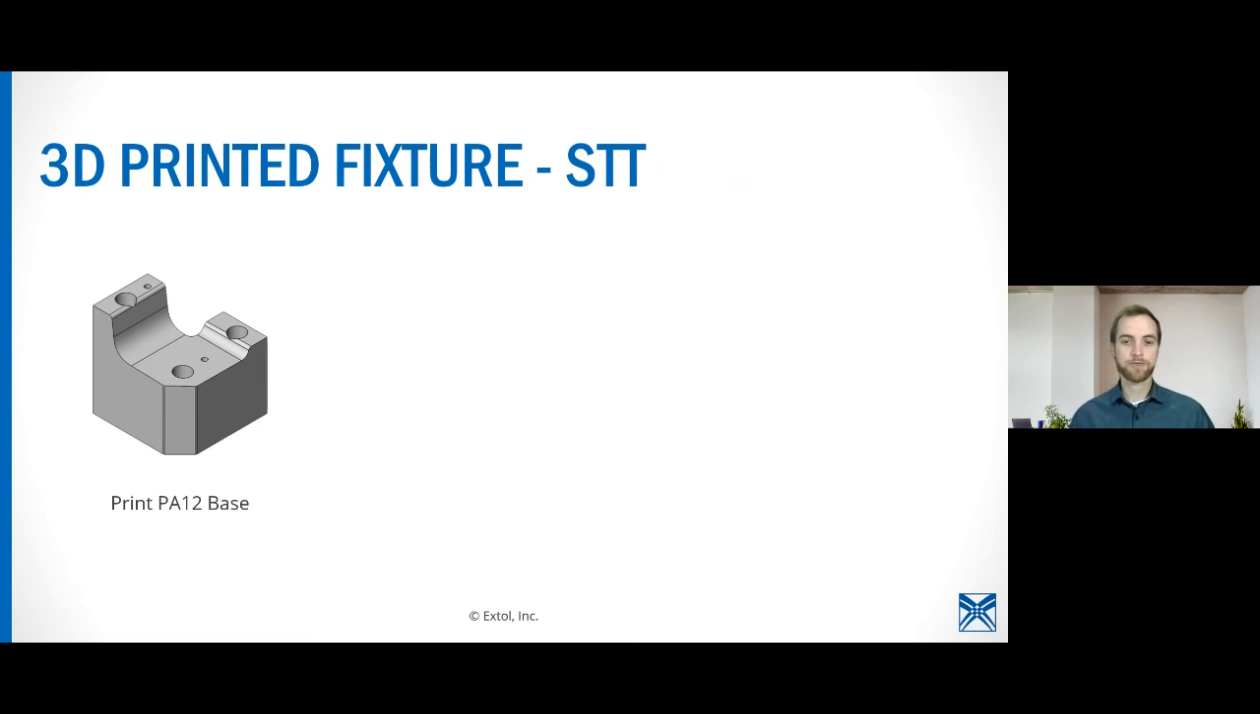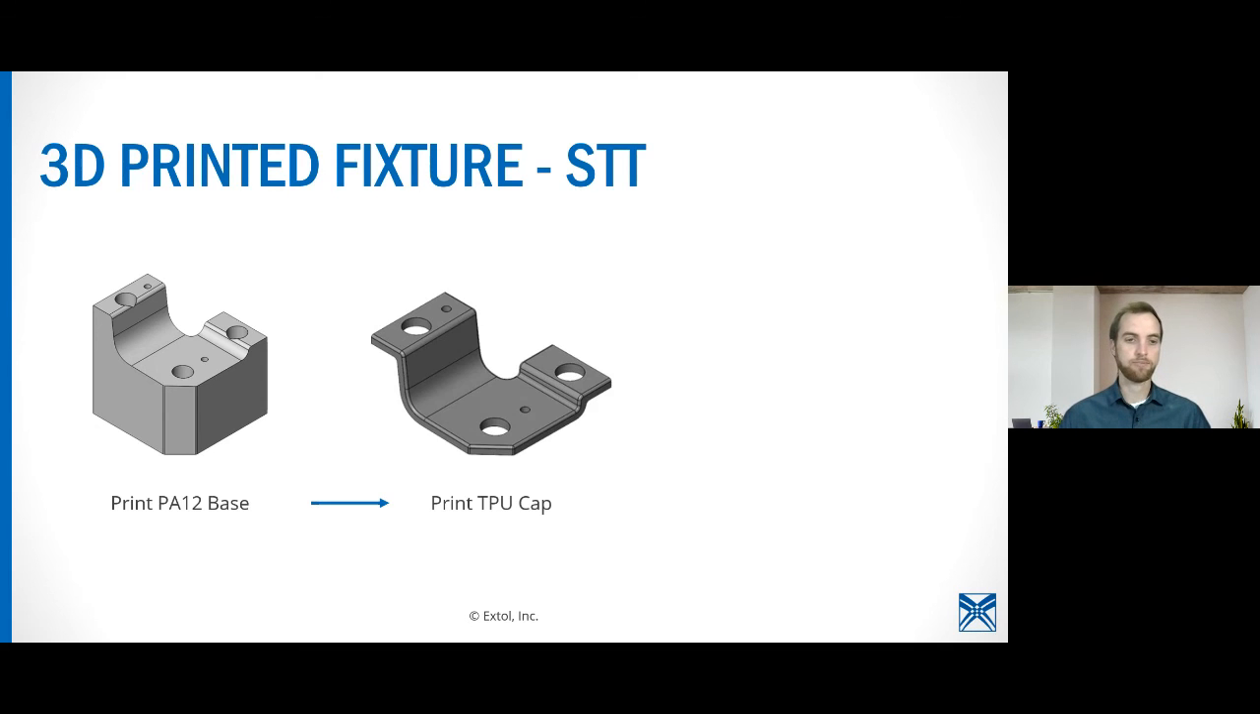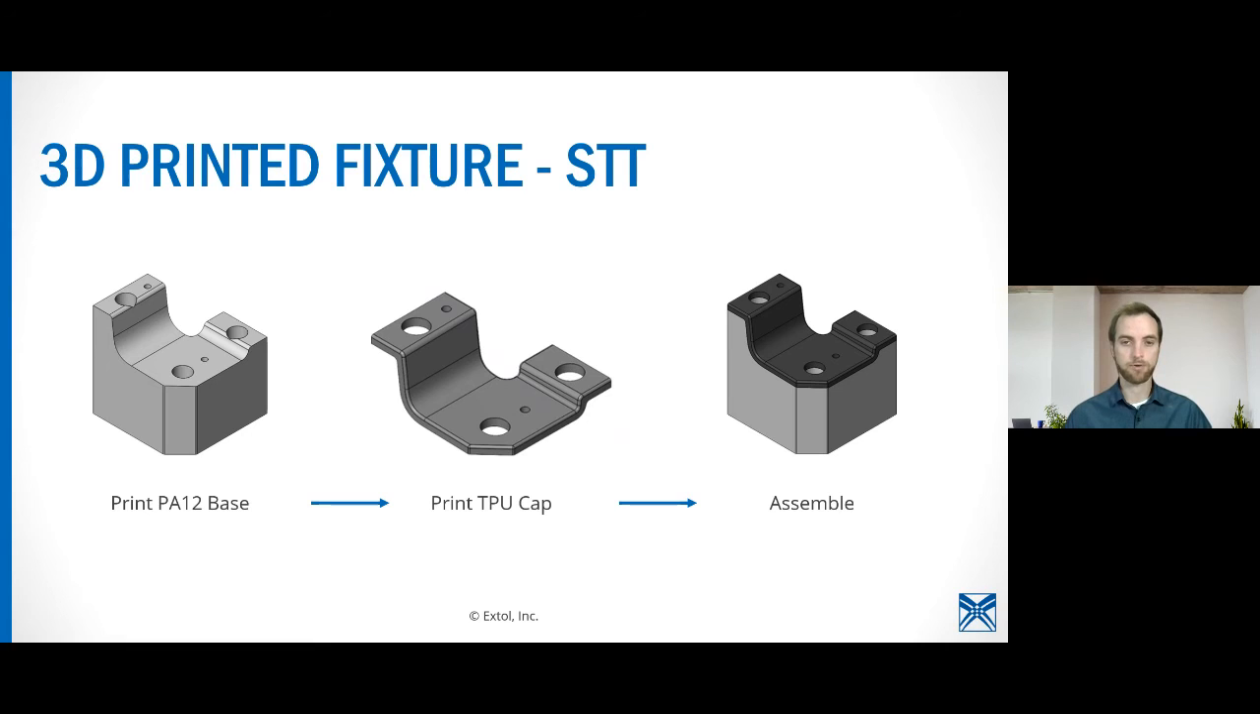So enter HP MJF and BASF's TPU, and soft touch tooling was born. We were able to print the bases out of the PA12 that you're seeing here. So that's an MJF PA12 part. And then the cap is the TPU from BASF. We're able to print those in parallel on our 5200 printers and assemble the two parts after post-processing. So this approach enables design freedom and speed that are not possible with traditional methods.